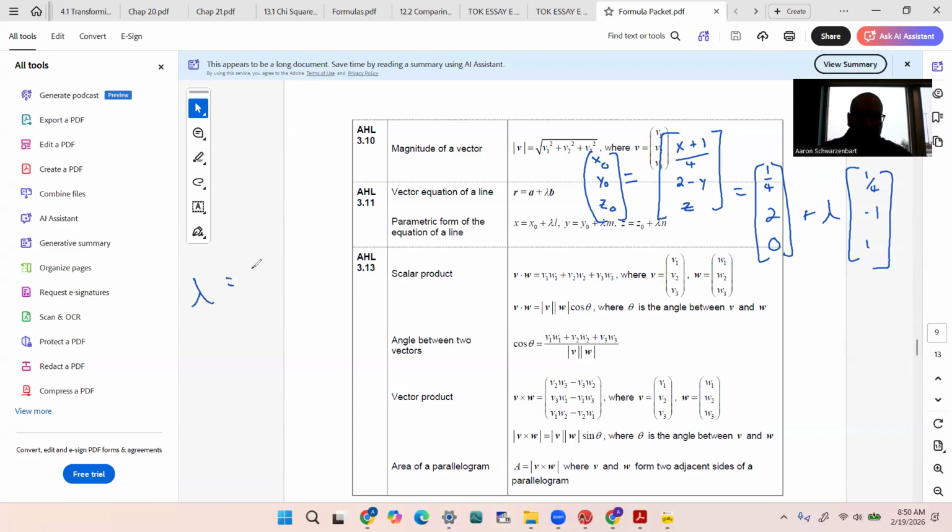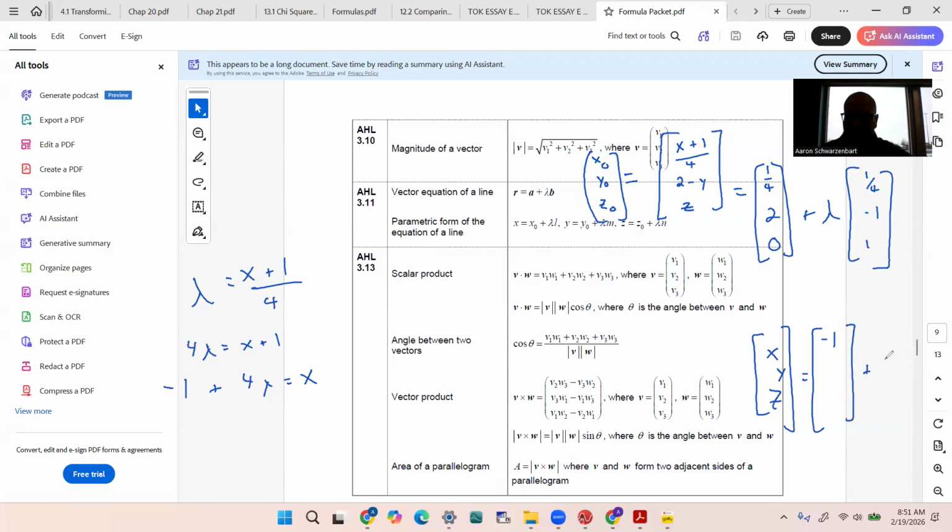So they're all set equal to lambda. So 4 lambda equals x plus 1, so -1 plus 4 lambda equals x. When I do lambda equals 2 minus y, lambda minus 2 equals negative y, so y equals negative lambda plus 2. Oh, yep. So negative 1. And then lambda equals z, so that's just 1. And this is a 0. So my direction vector is 4, negative 1, 1.